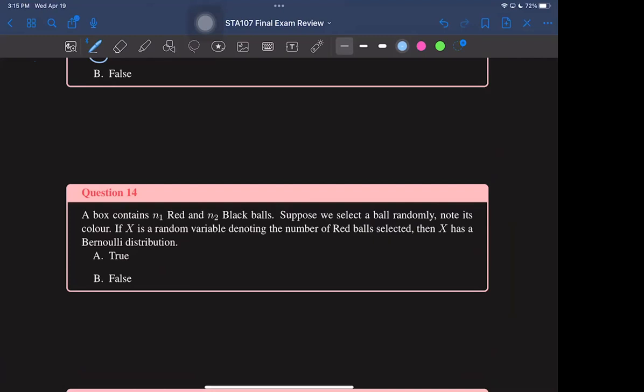I see an explanation that it is false because X is looking at multiple Bernoulli trials. Is that true? Because here we select a ball randomly and we note the color, and we just say let X denote the number of red balls that we just selected. We actually did the experiment only once. So what is the possible value for X, if X denotes the number of red balls?